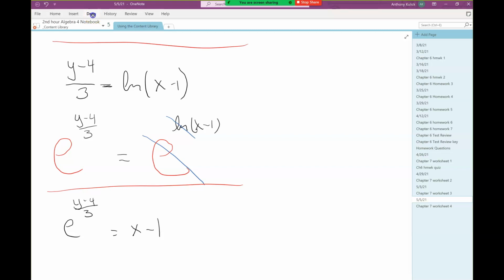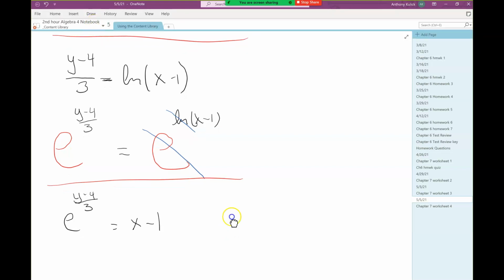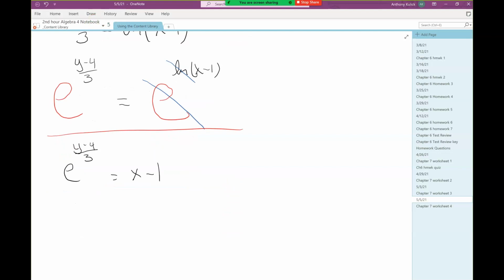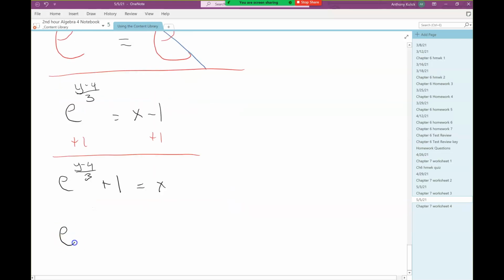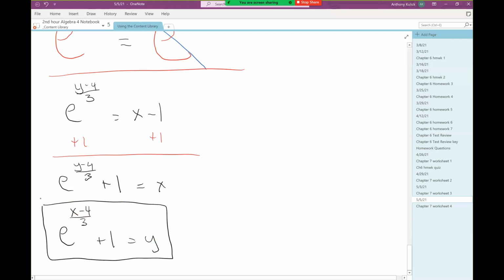So we still have a little bit more to do to get the x by itself, right? What else do I still need to do? Yeah, we're just going to add 1 to both sides. Pretty good. And then we're all set, right? We can just swap our variables, and we're done with those. You guys feel pretty good about that?